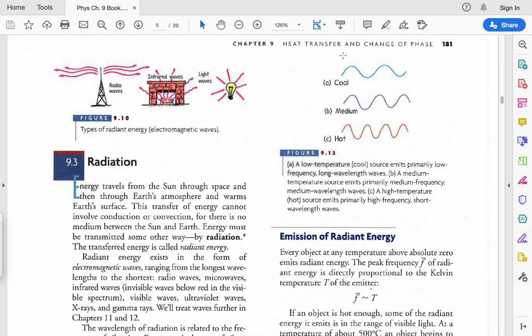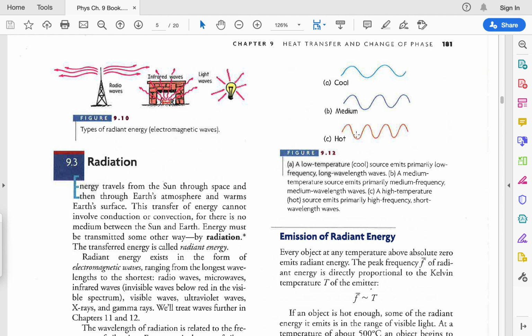But you can see a long wavelength is cool, a medium wavelength, and then a hot wavelength is a short wavelength. So which one would have the highest frequency? This one: shorter wavelength equals higher frequency. So if you look at the temperature, the more frequent the frequency, the hotter the temperature.